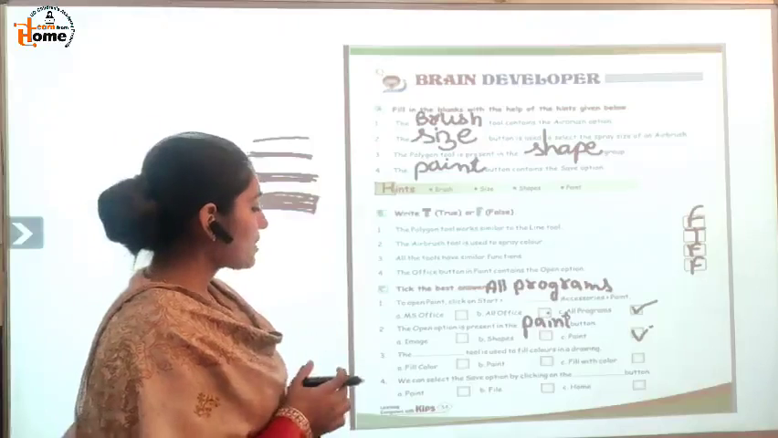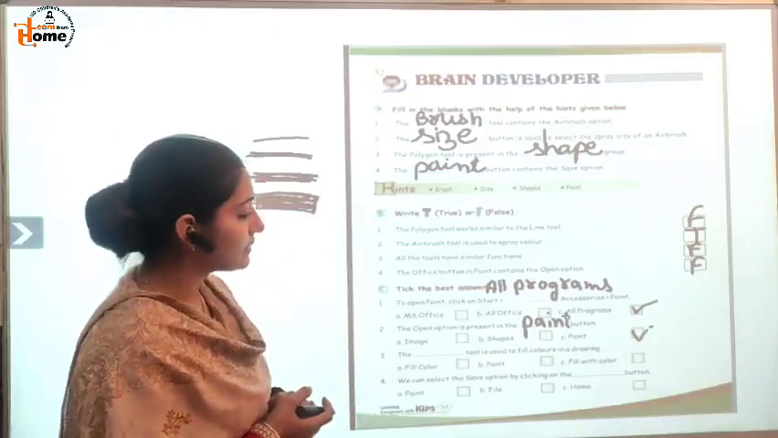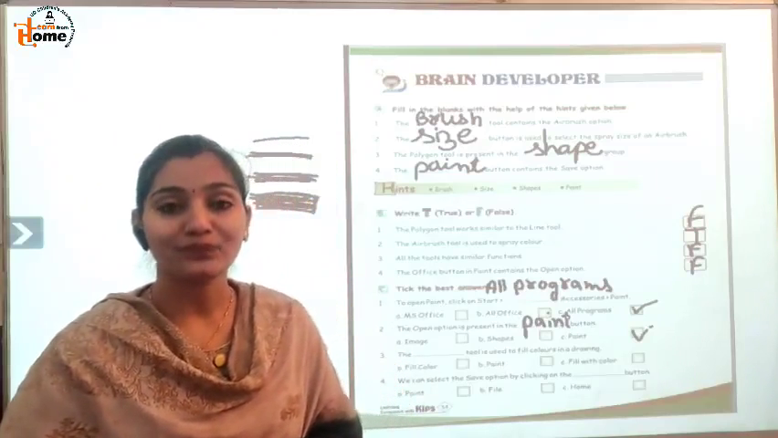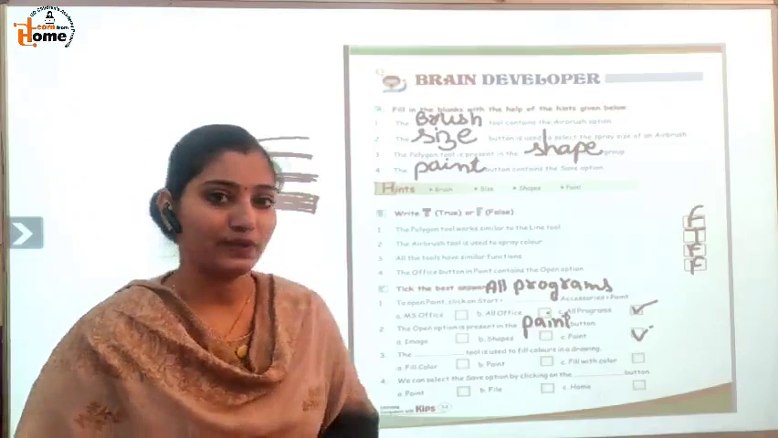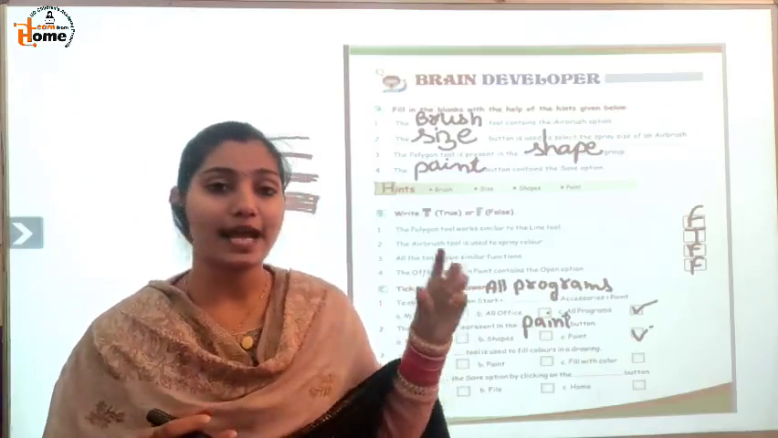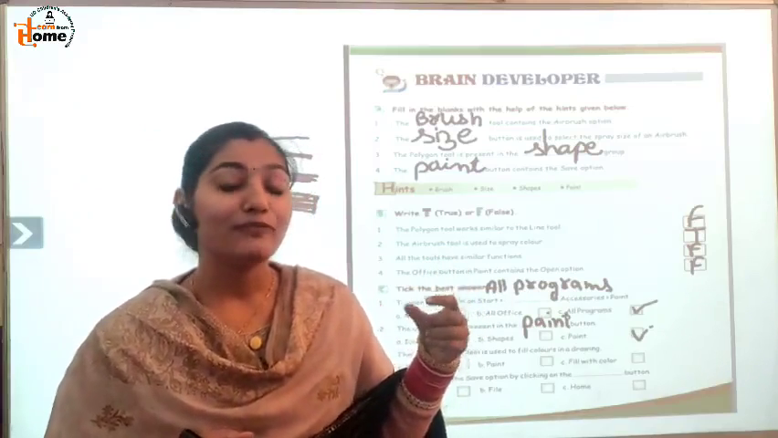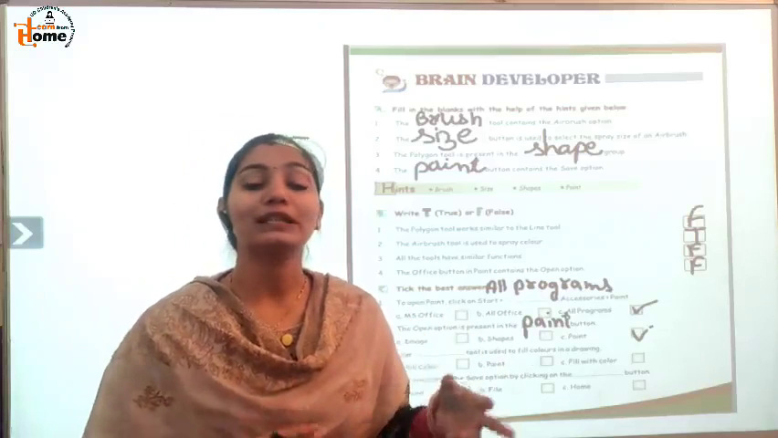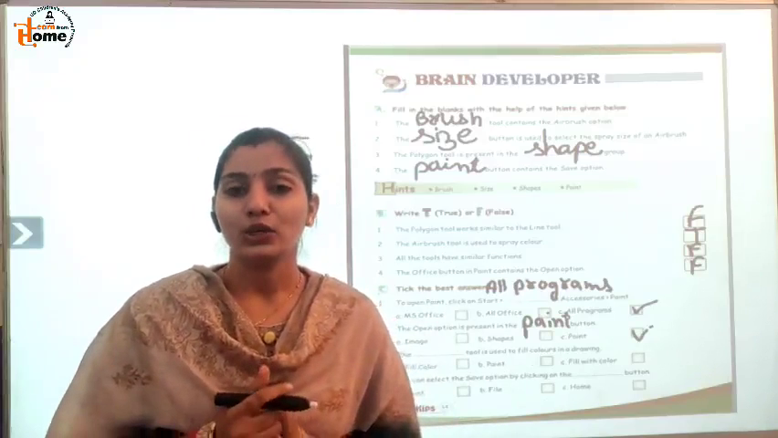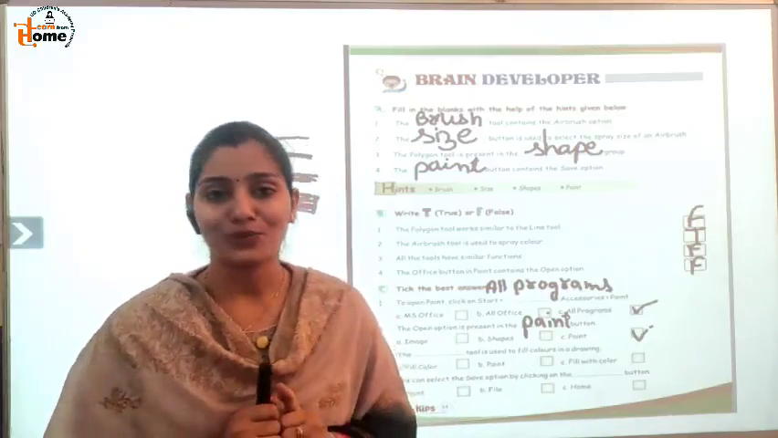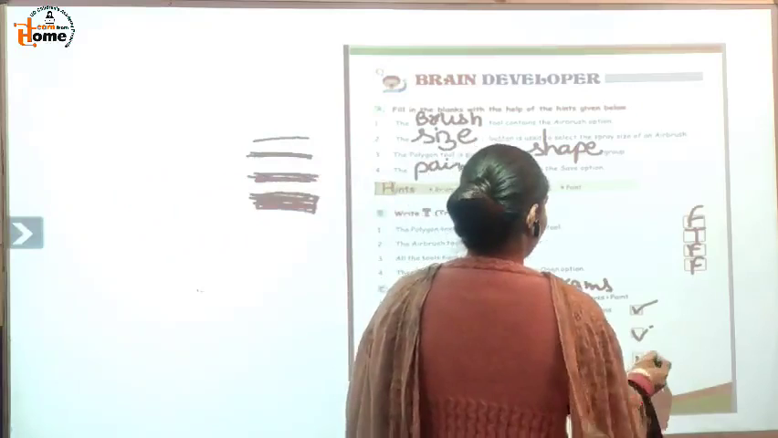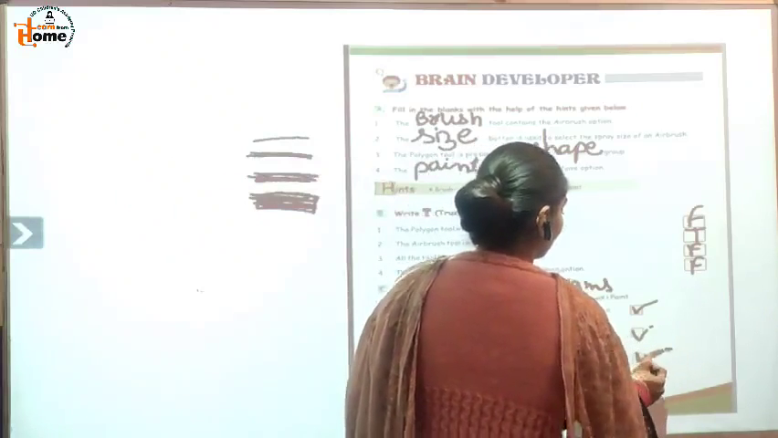Next, the dash tool is used to fill colors in a drawing. How can you fill the colors in a drawing? How will you fill the color? We will use the fill with color option. There is an icon, right? We will use that icon to fill the color in our drawing. Have you used paint? How do you fill the color? You use the fill with color option, right? So option number C is correct. Fill with color.